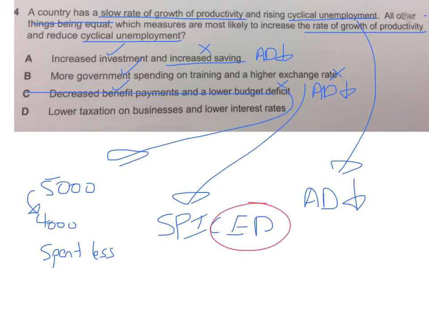Right, finally, lower taxation on businesses. That makes sense. If there are lower taxes on businesses, they're more likely to want to produce stuff, so they'll be more productive. And finally, lower interest rates. That would make AD go up, so that will solve both these problems. So that is the answer, D.